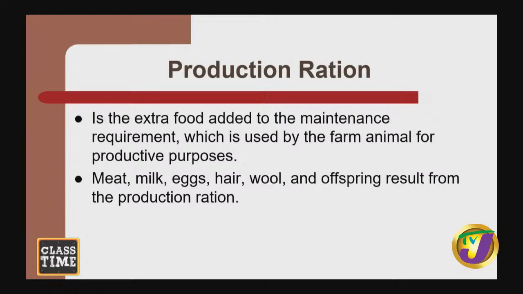The production ration is the extra food added to the maintenance requirement which is used by the farm animal for productive purposes, such as for meat, milk, eggs, hair, wool, and offspring result also from the production ration.